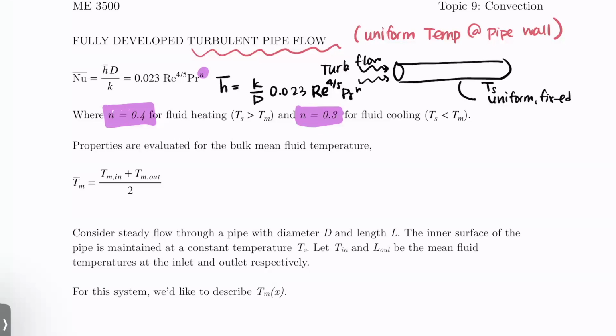Okay. The other thing that we want to make note of is how we will evaluate the properties of our fluid. So we're going to use this expression here. This is analogous to the film temperature for external flows. All right, so we're going to take the Tm value at the inlet, add it to the Tm value at the outlet, and divide by 2.